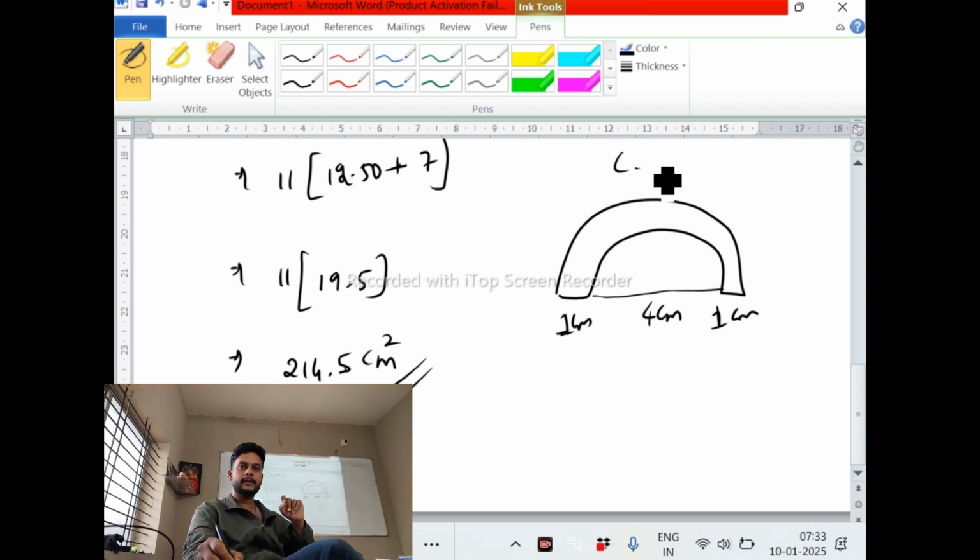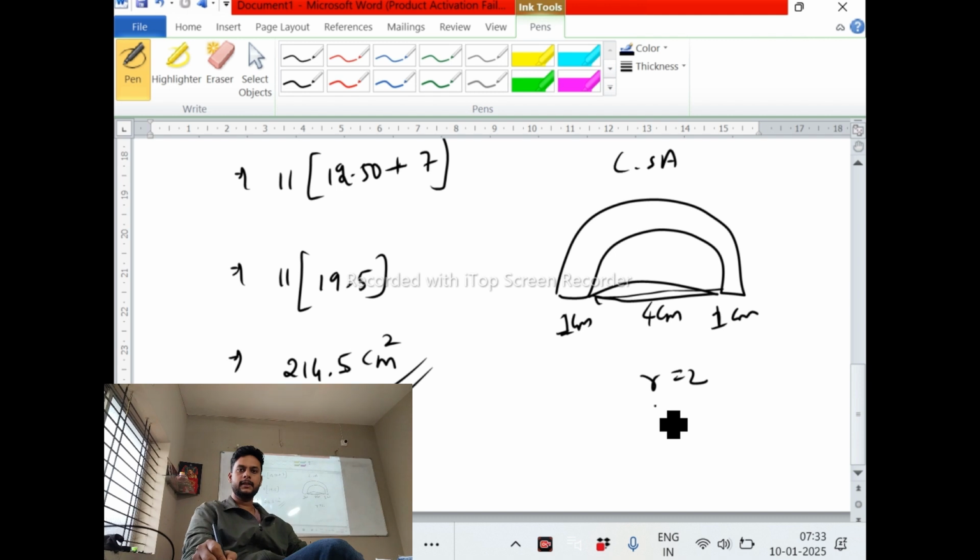So, if I say CSA, either you will go outside or you will go inside. But what will change? The radius will change. That will be the trick of the sum. But CSA means you will just go round. You will never consider this bottom layer. If I say TSA of inner, you should go inside here. That means your radius is 2 centimeter.